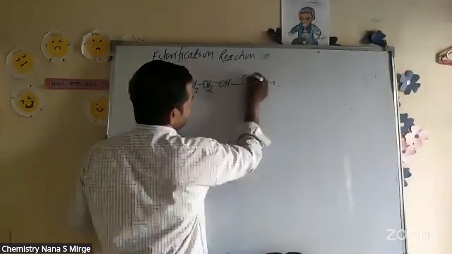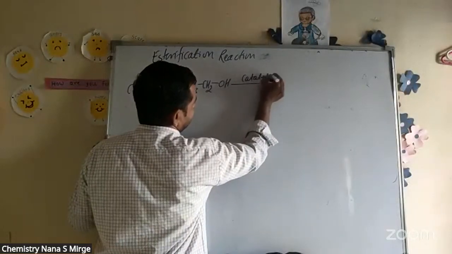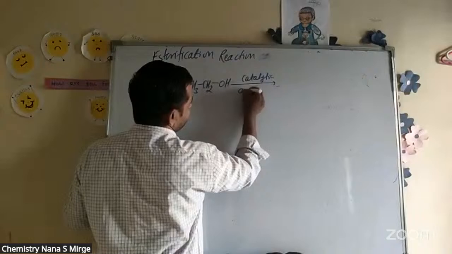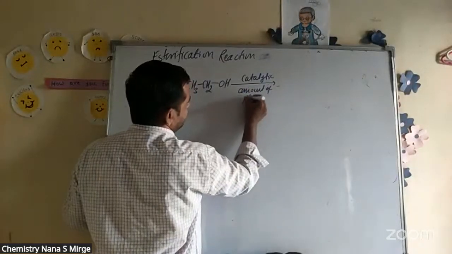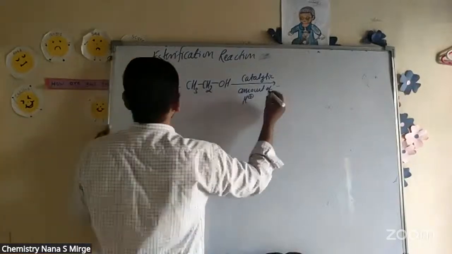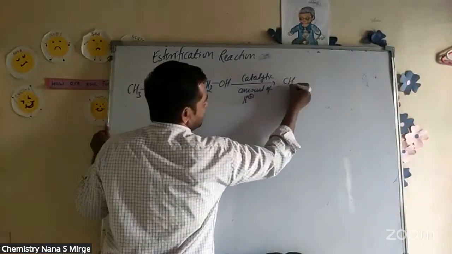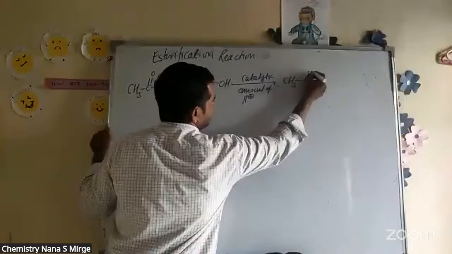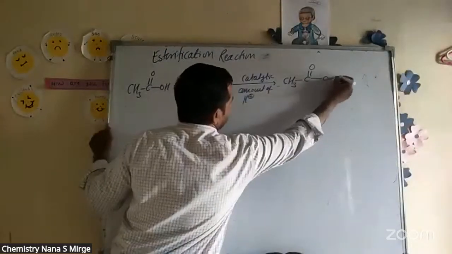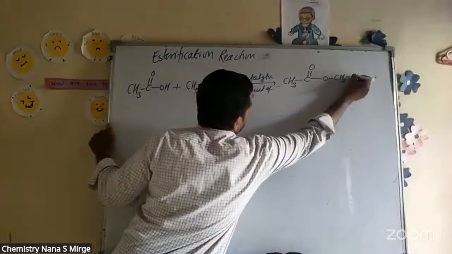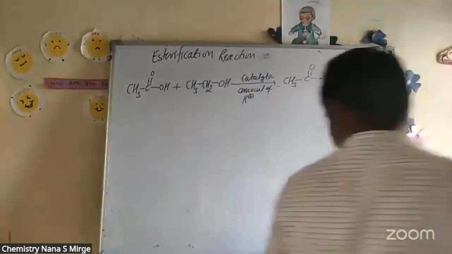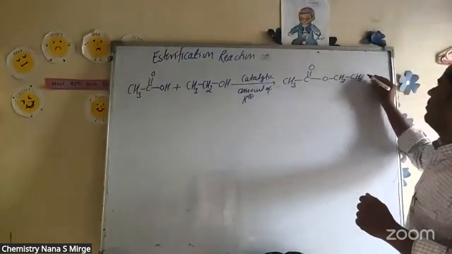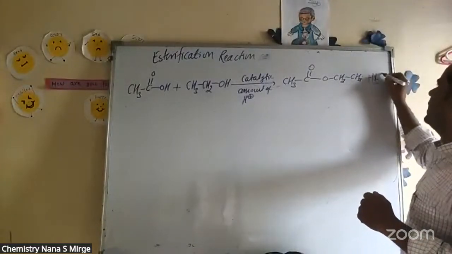Catalytic means a very small amount, a catalytic amount of H plus ion present. And what happened? There is an esterification. CH3, C double bond O, O, CH2, CH3, and a water molecule. This H2O is liberated.